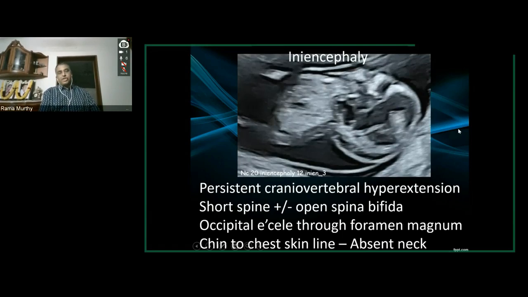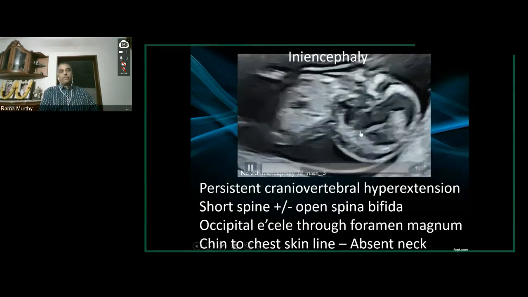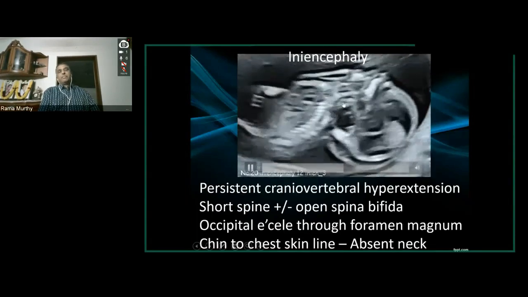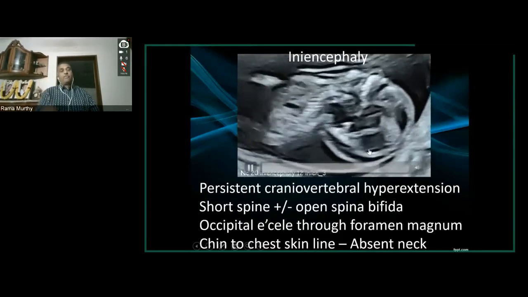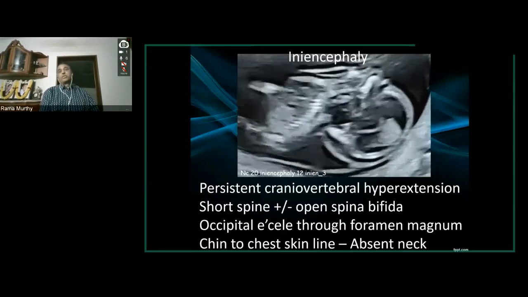The spine is extremely short. You find a continuation of the intracranium into the spinal canal. Look at the fact that there is no posterior ossific centers over here, right? And when I go and trace the anterior aspect, I find that the skin from the chin is continuous with the skin in front of the chest, right? Meaning that there's no neck, right? So a short spine, presence of a spina bifida over there, an occipital encephalocele going through the foramen magnum, communicating with the spine out there, and most importantly, this very abnormal craniovertebral hyperextension are all features of iniencephaly, and therefore we've diagnosed a lethal anomaly.